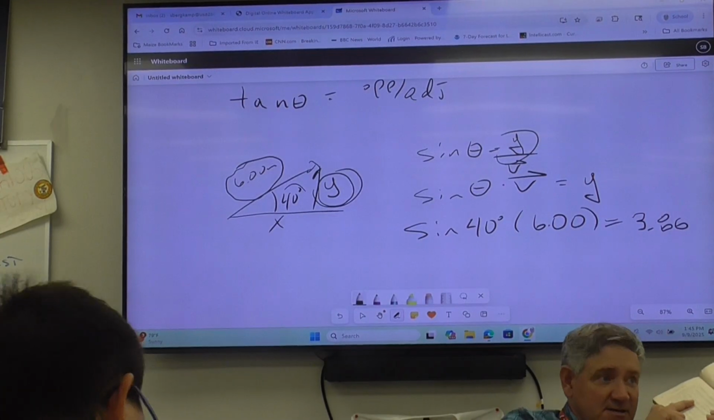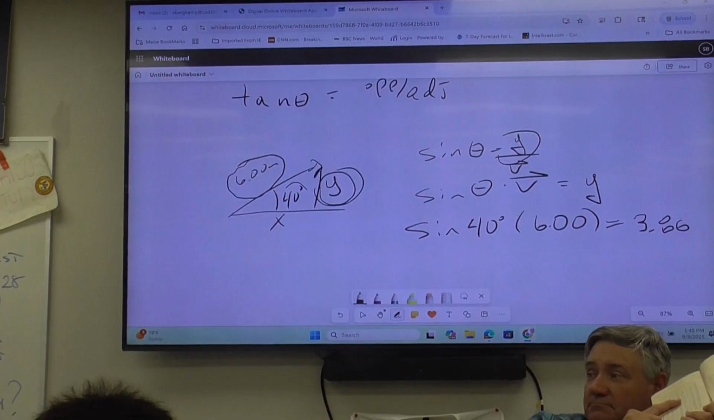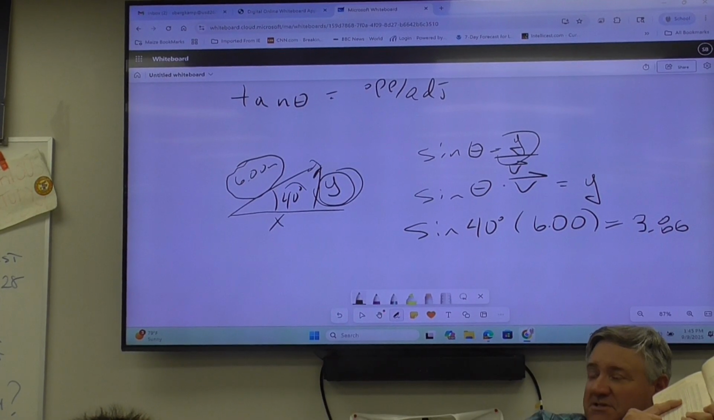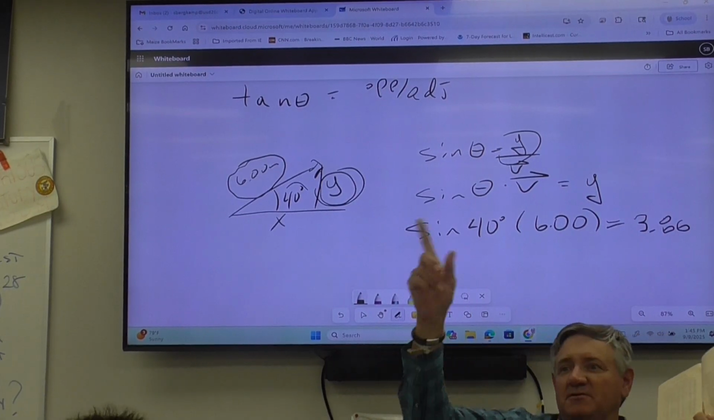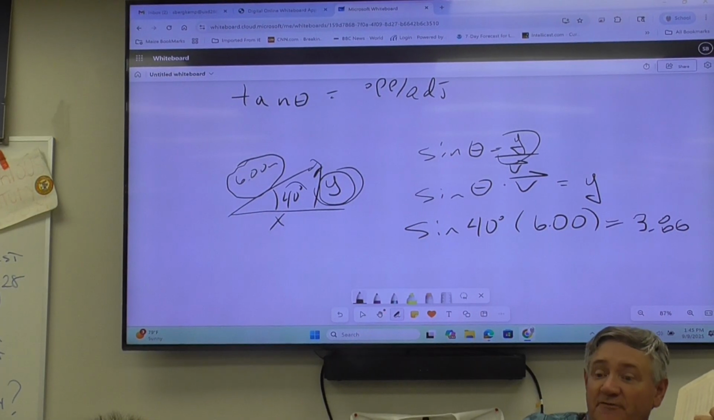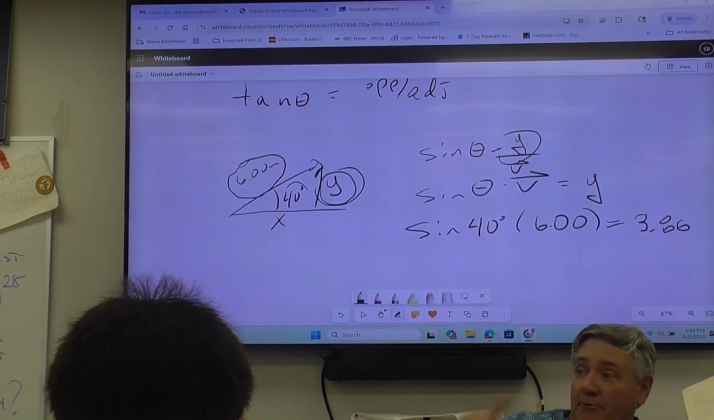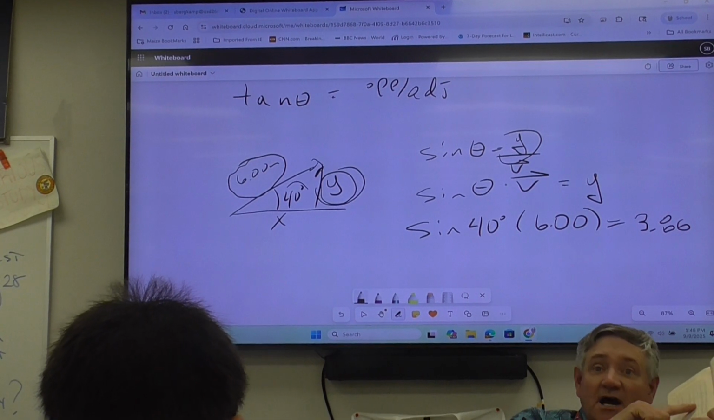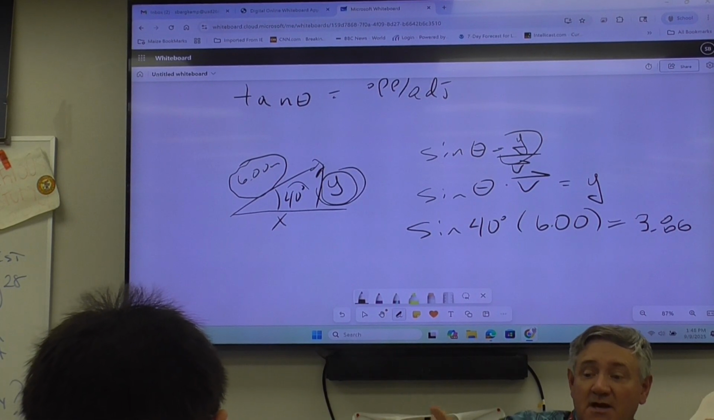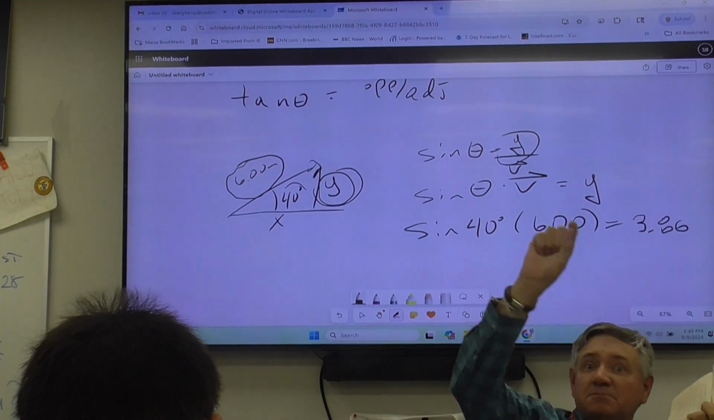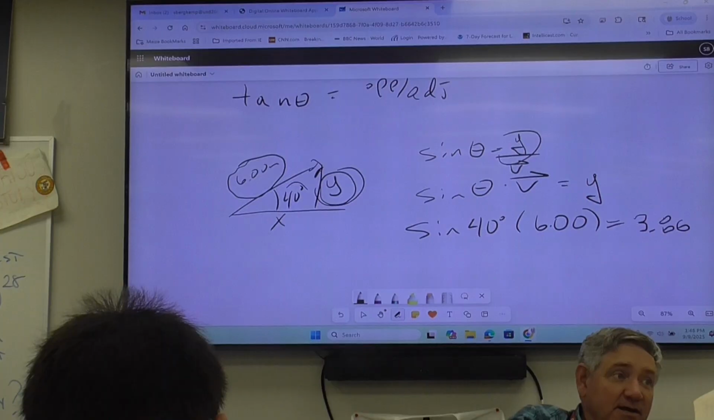If you don't believe me, just type in sine of 40 and let me know what you get. 0.6427, yes, all these numbers. So if I were to do this problem in my high school physics class, I would go to this chart, find the sine of 40 degrees, which is 0.643, and multiply that by 6. That's how I would get the answer, and I would do that by hand.